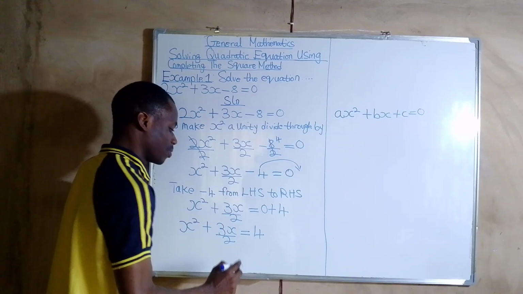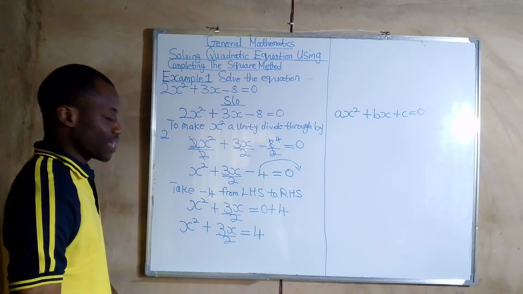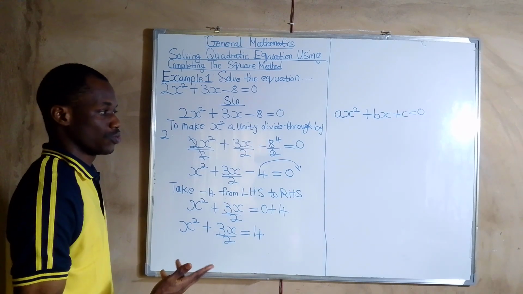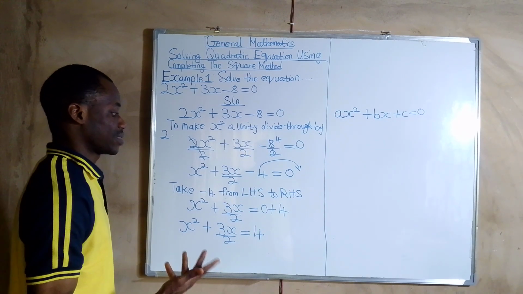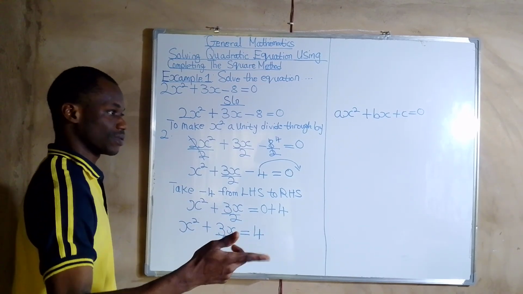4. And please do not forget that after solving this, we are going to have two answers. We say either x is equal to this or x is equal to that.